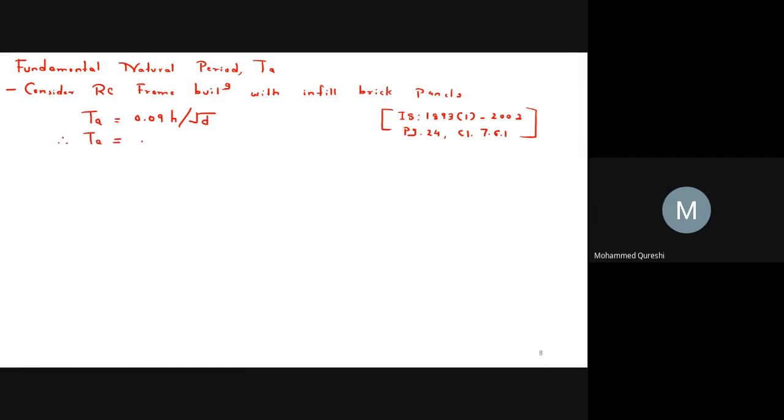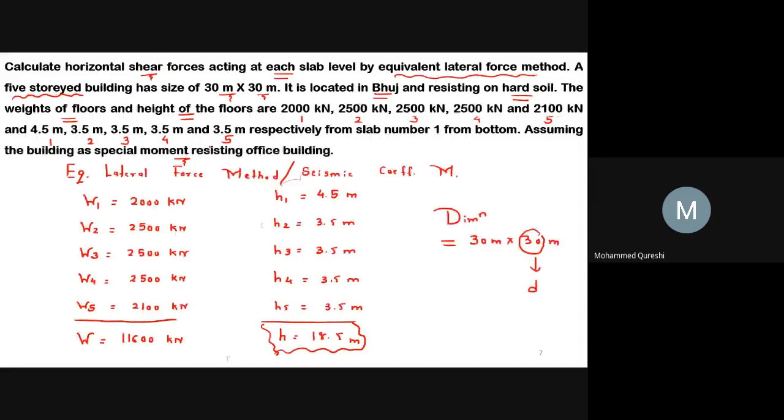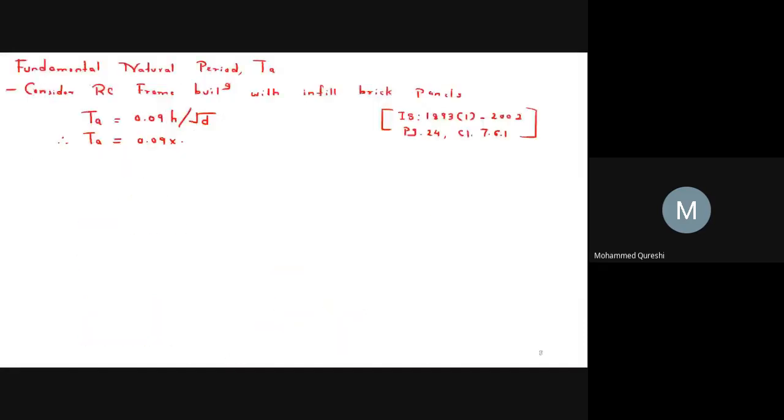Therefore, Ta equals 0.09 into H, which we had obtained earlier as 18.5, and D as 30. So here Ta equals 0.09 into 18.5 upon under root of 30. So you will get the value of Ta as 0.304 seconds.